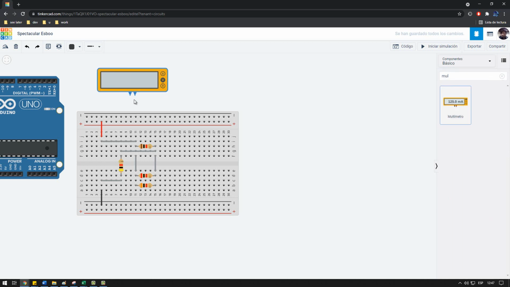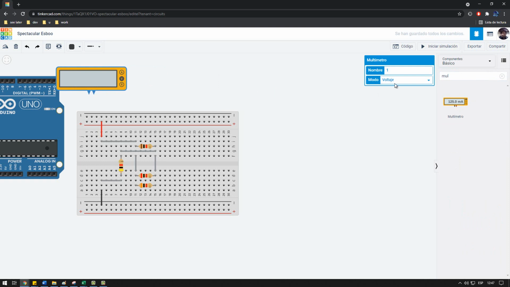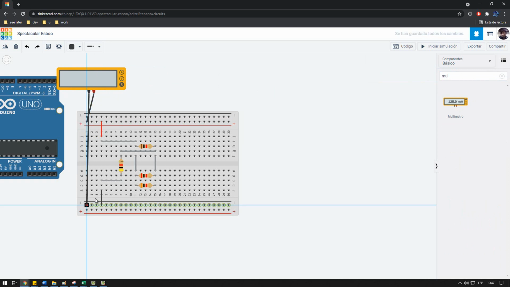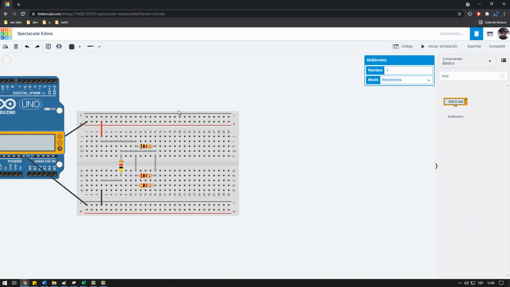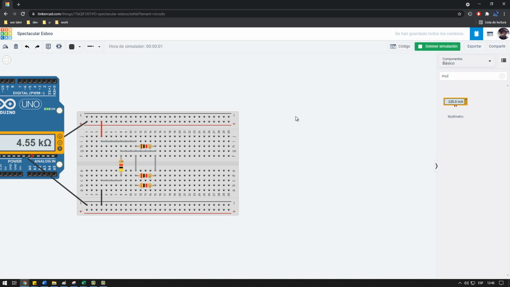Okay, you are here. I wanna change the voltage mode to resistance, okay. Red here and the black here. I wanna move it here. I wanna start the simulation, okay. Okay, as we expected, we have the main resistance of 4.55 kilo ohms. If you remember the first part in our analytic calculations, we've got the same, okay.